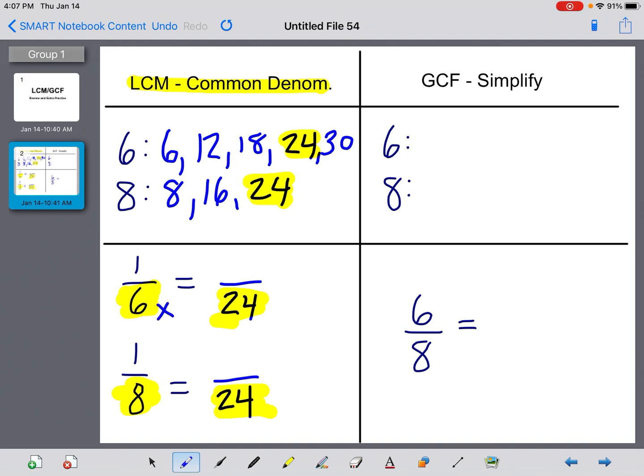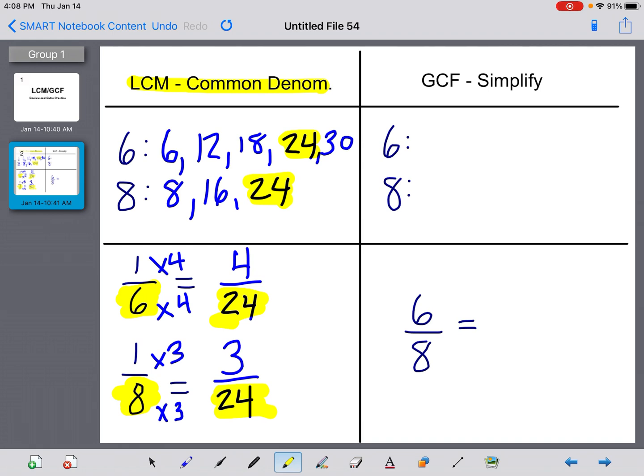So all you have to do is convert your original fractions into equivalent fractions with 24s as the denominator. So you remember you do that by multiplying. 6 times 4 gets you a 24, which means you have to multiply by 4 here, and you get 4 over 24. 8 you have to multiply by 3 to get 24, so we multiply the top by 3 as well, and we have 3 24ths. Okay, so least common multiple is used for finding common denominators.